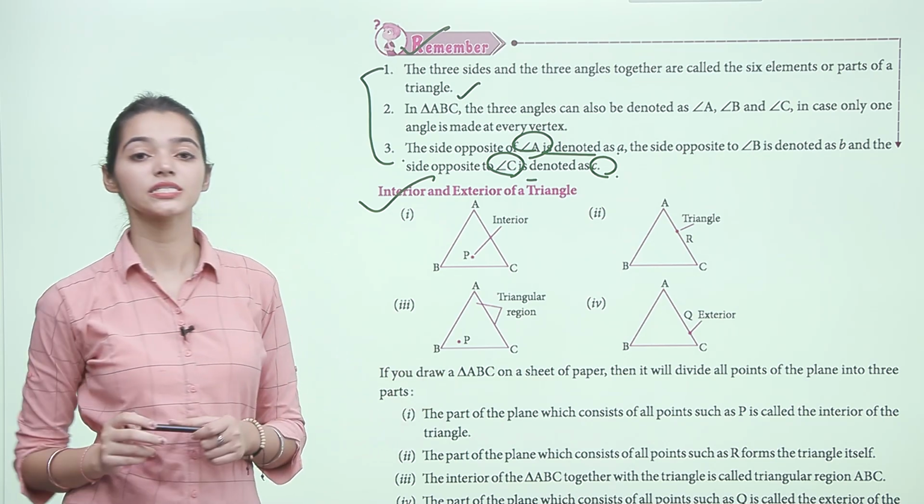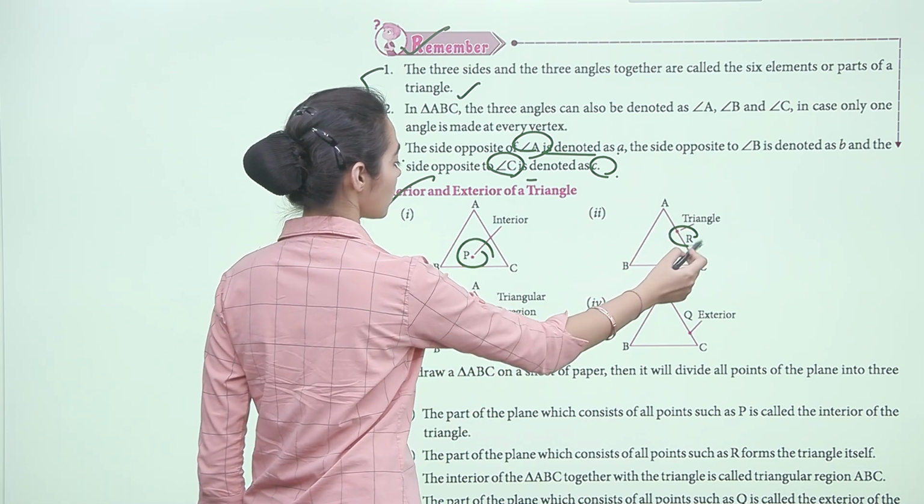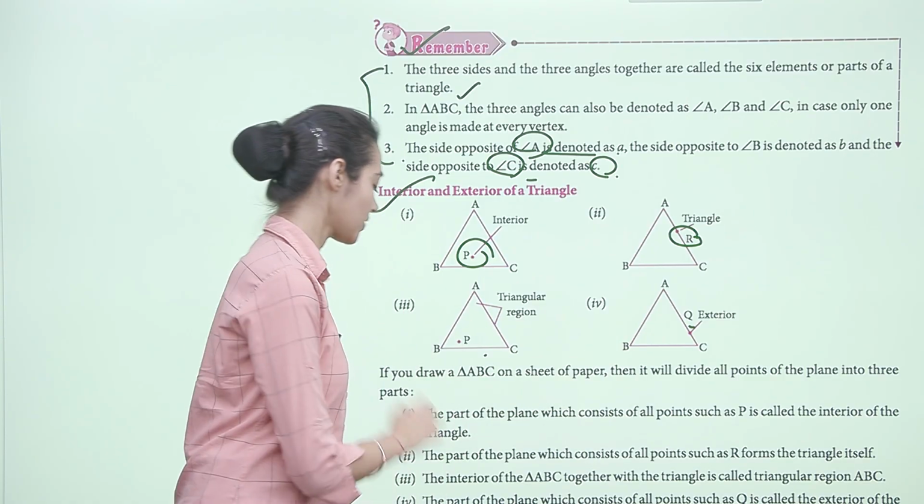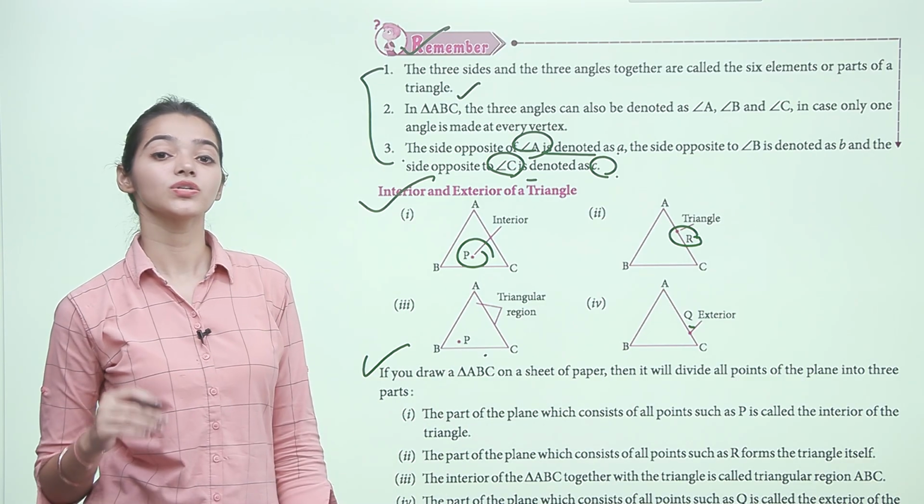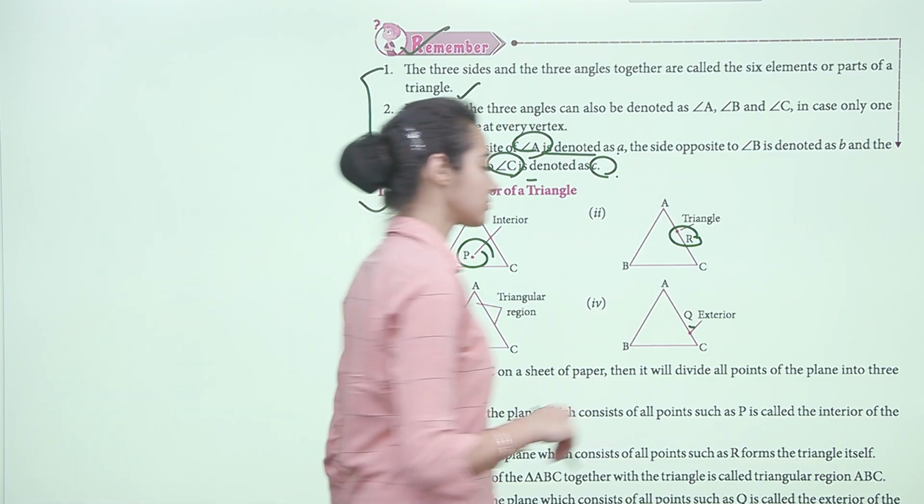Now here is the interior and exterior of a triangle. Now P is our interior, this is on the triangle, this is our triangular region and this is our exterior. Now if you draw a triangle ABC on a sheet of paper, it will divide all points on the plane into 3 parts.